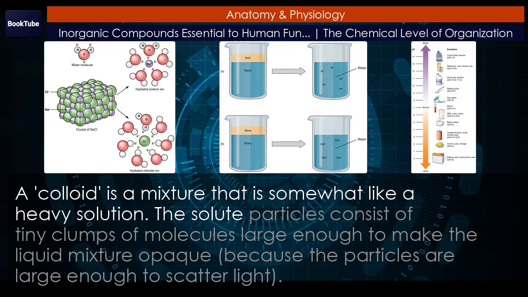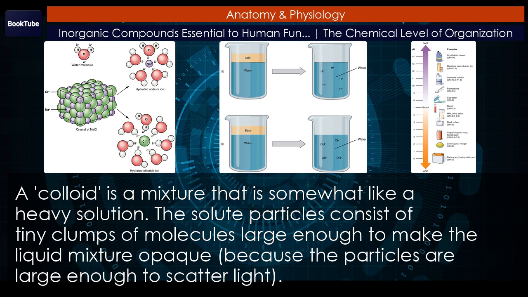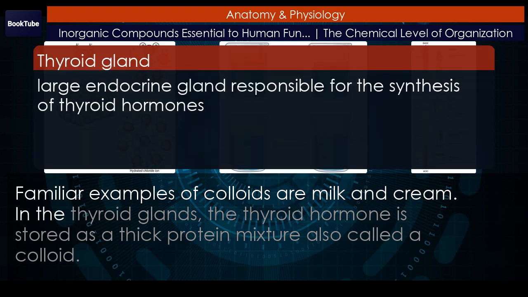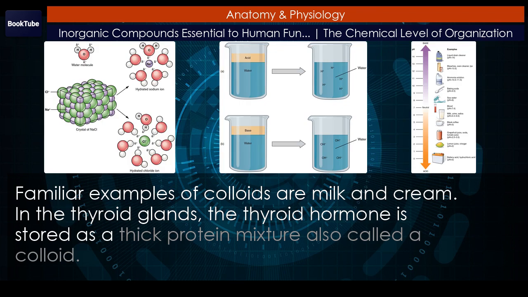The solute particles consist of tiny clumps of molecules large enough to make the liquid mixture opaque, because the particles are large enough to scatter light. Familiar examples of colloids are milk and cream. In the thyroid glands, the thyroid hormone is stored as a thick protein mixture also called a colloid.